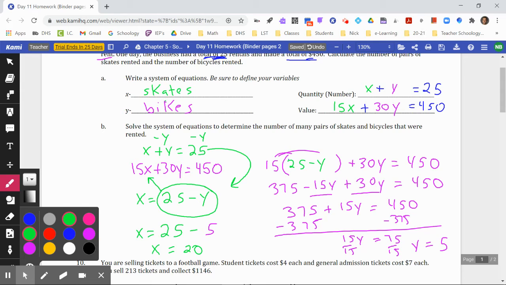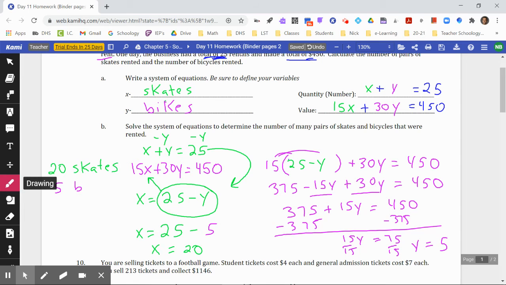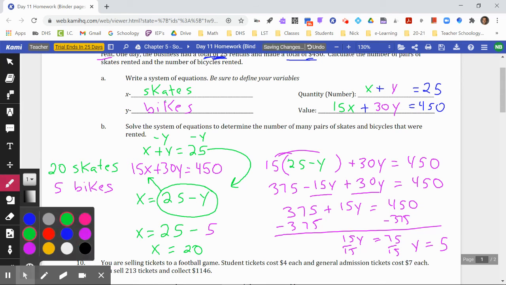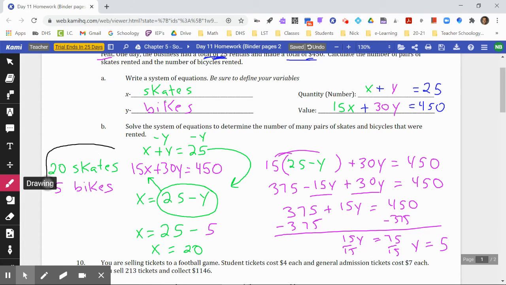But again, we're not going to put these as an ordered pair, because this is a word problem. So now we have to put a little context, a little meaning, to our answers. We're going to do that by writing out our answer to the question. So they rented 20 skates. X is skates, 20 skates, and we had 5 bikes. Now that is our solution.